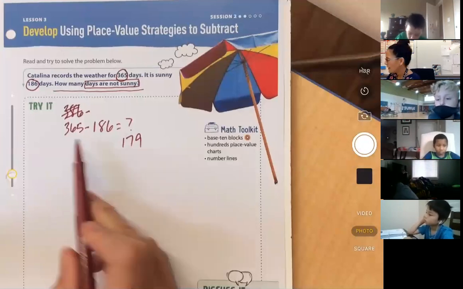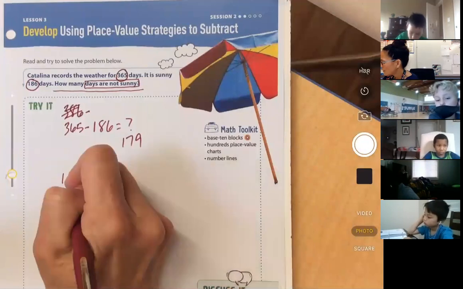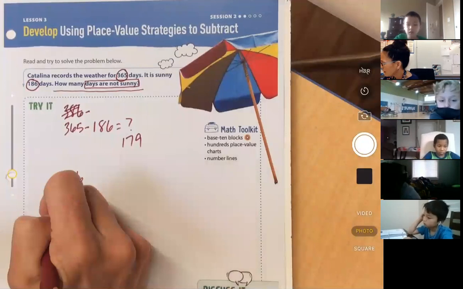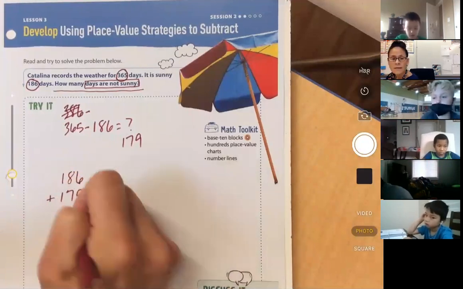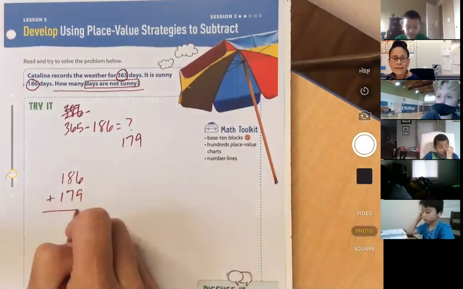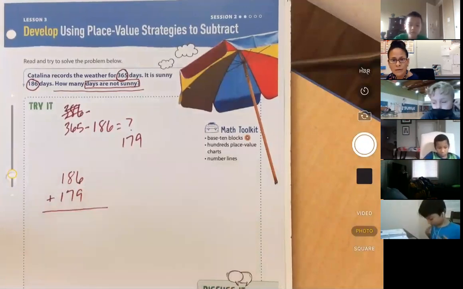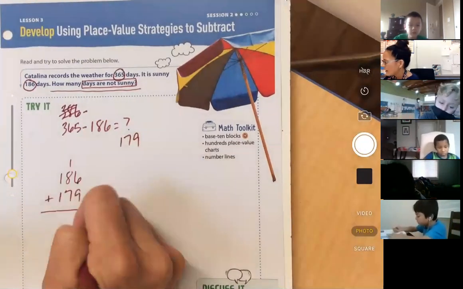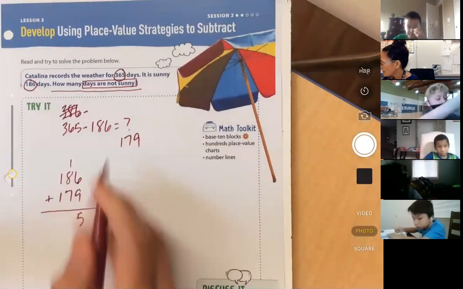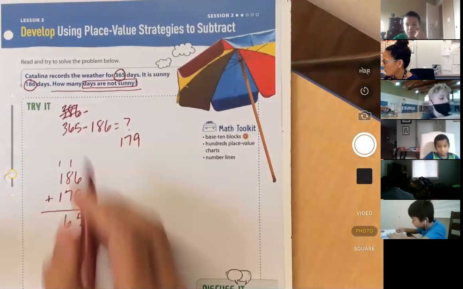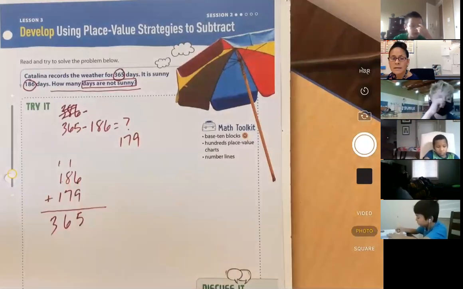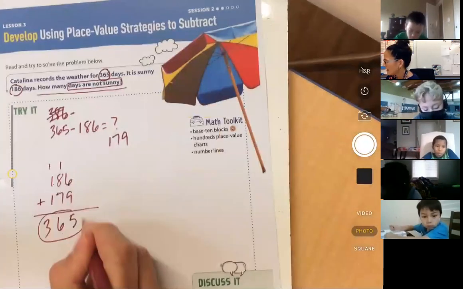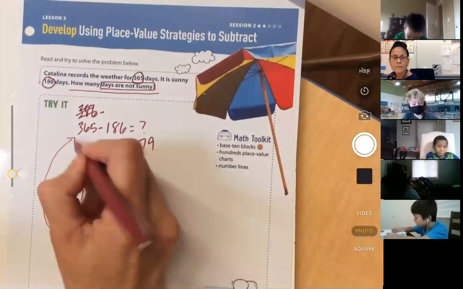So here we go. If I take 186 and I add 179 and do a standard algorithm to check my work. 6 and 9 is 15. 8 plus 7 is 15, plus 1 is 16. And 1 plus 1 and plus 1 is 3. And oh, look at that. It matches.